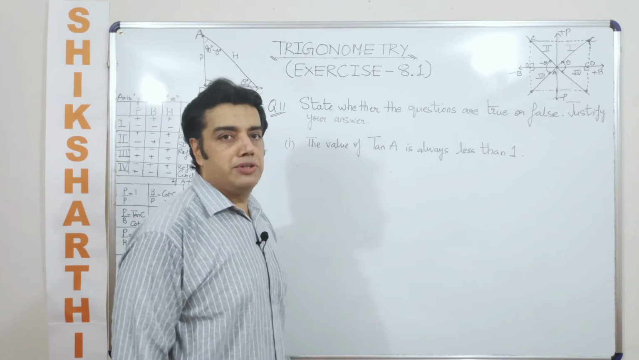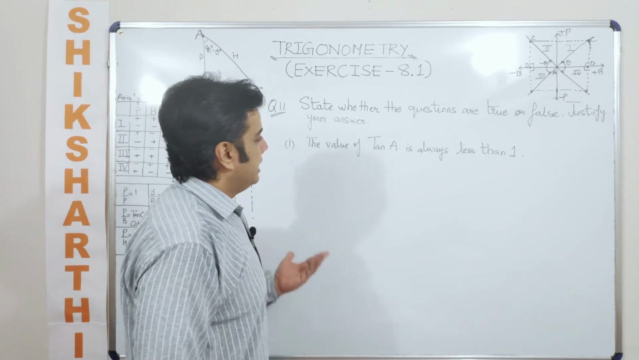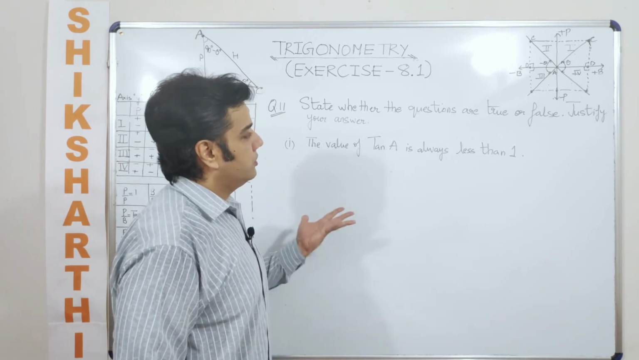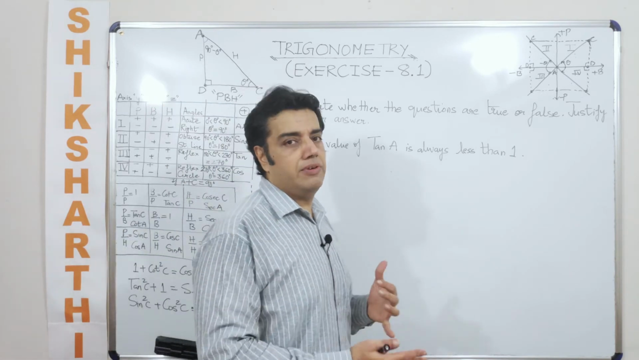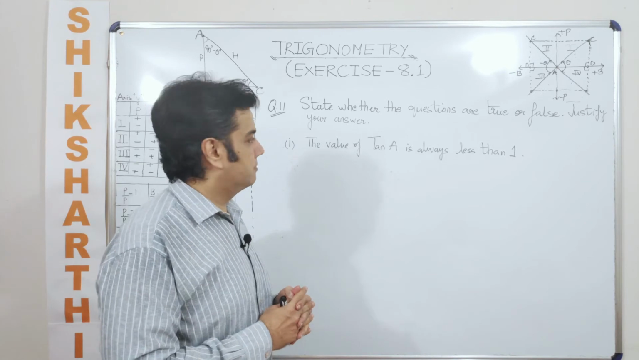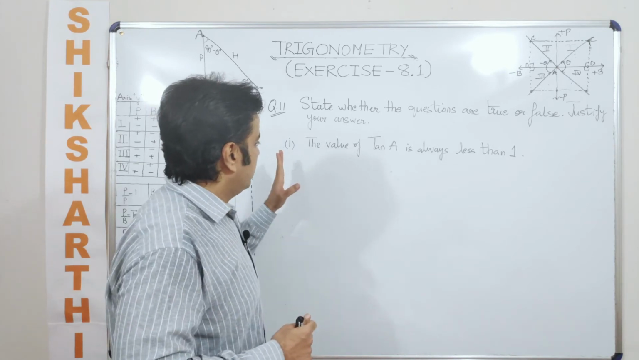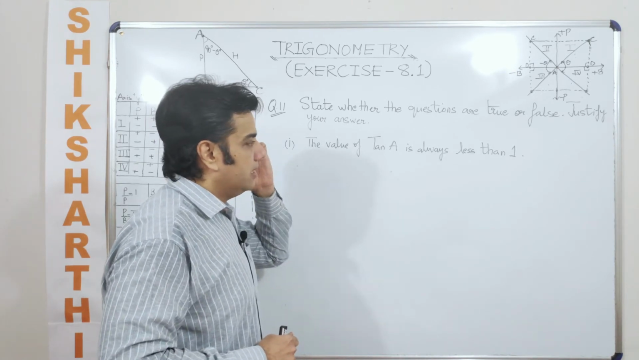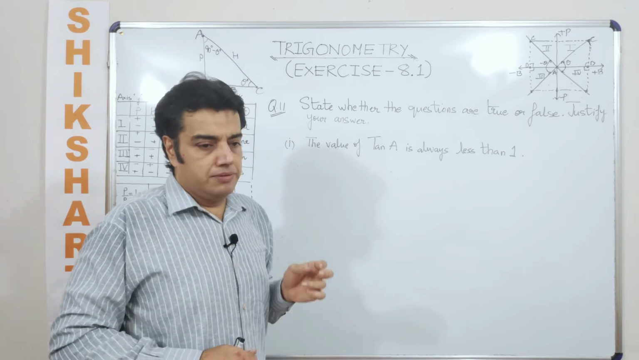In question number 11, we need to state whether the statements are true or false, and then we need to justify our answer. The first statement says the value of tan A is always less than 1.